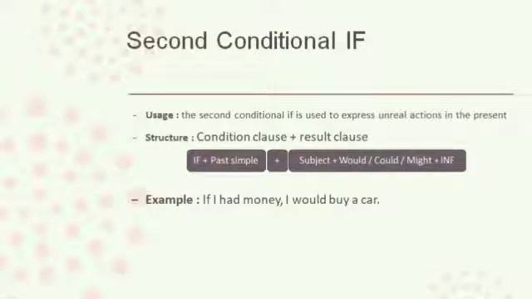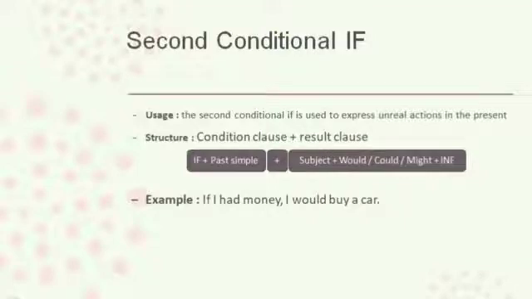Okay, students, as I've just mentioned, today's lesson is about the second conditional if. So my first question is, when can I use that rule? Let's read the usage expression together. The second conditional if is used to express unreal actions in the present. And now let's focus on unreal actions. So we are talking about actions that are almost impossible to happen, at least in the present time.